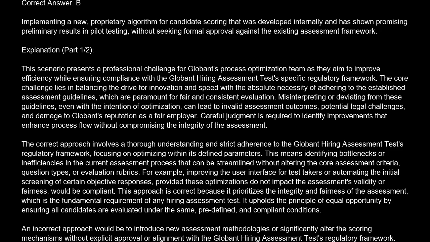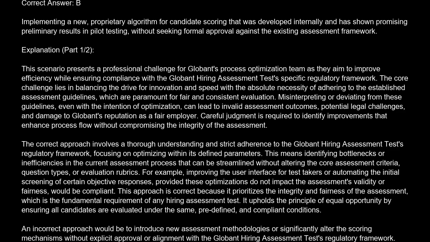The correct answer is B. Implementing a new proprietary algorithm for candidate scoring that was developed internally and has shown promising preliminary results in pilot testing, without seeking formal approval against the existing assessment framework.